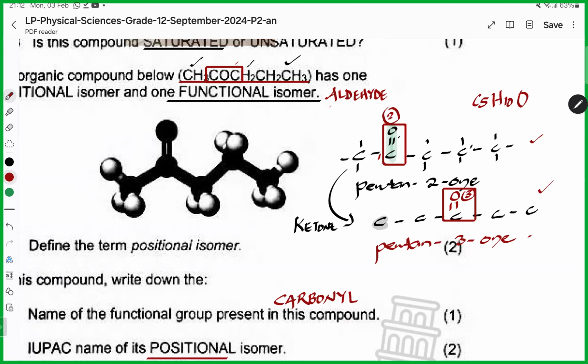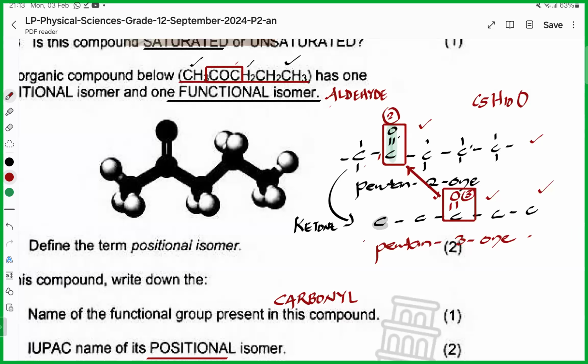They will have different structures. These two structures will be different. They will belong to the same homologous series. That means they're both ketones, but the position of the functional group will differ. This is on position 2, that's on position 3, and therefore they are called positional isomers.